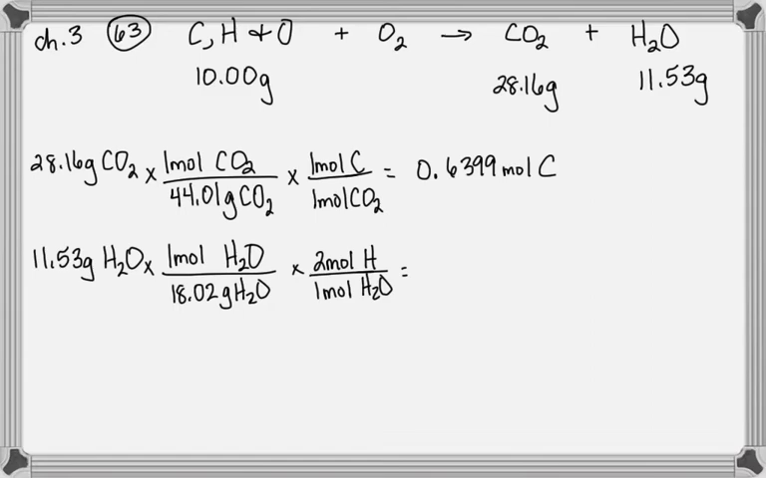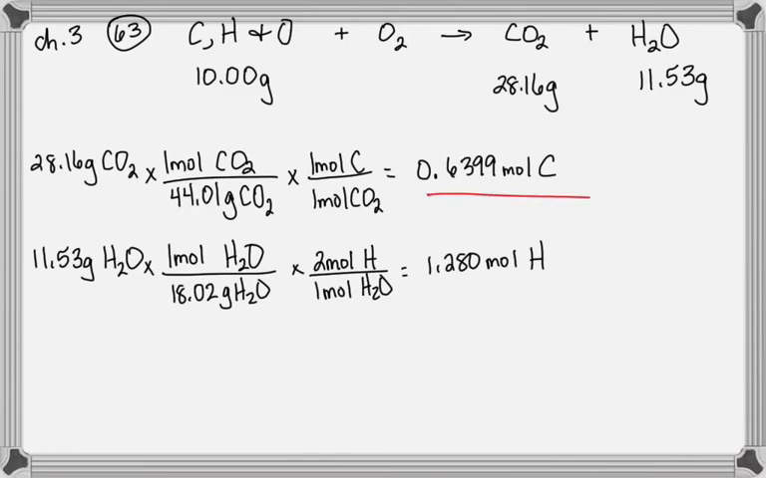Oh, shucks. So I've got 1.280 moles of H. Okay? Now, I've got the moles of the C. I've got the moles of the H. I have to get the moles of O, but the moles of O has to come from the 10 grams. Okay? So I know that 10 grams is C, H and O. If I can subtract out the grams of carbon and the grams of hydrogen, it leaves me with oxygen.